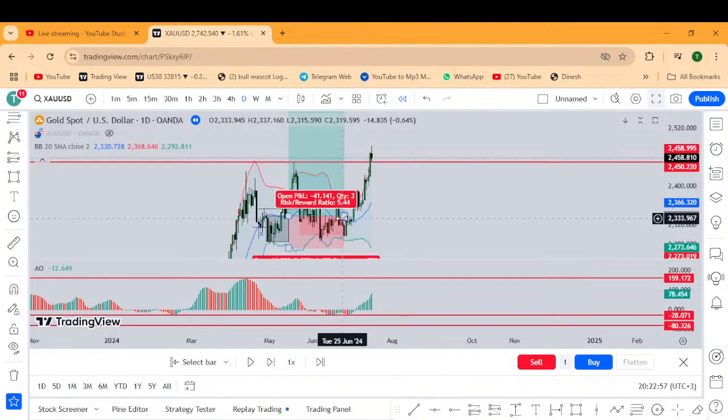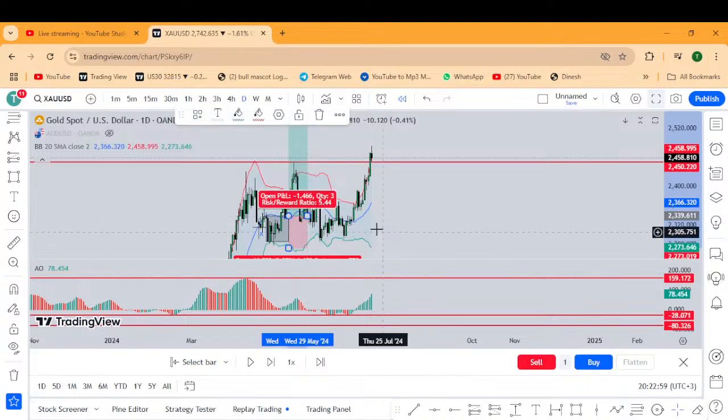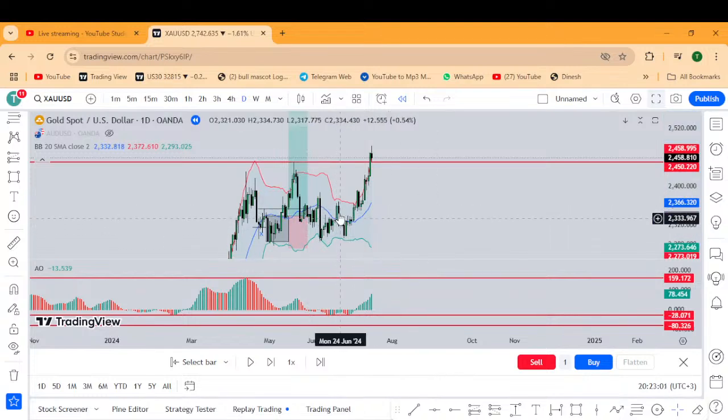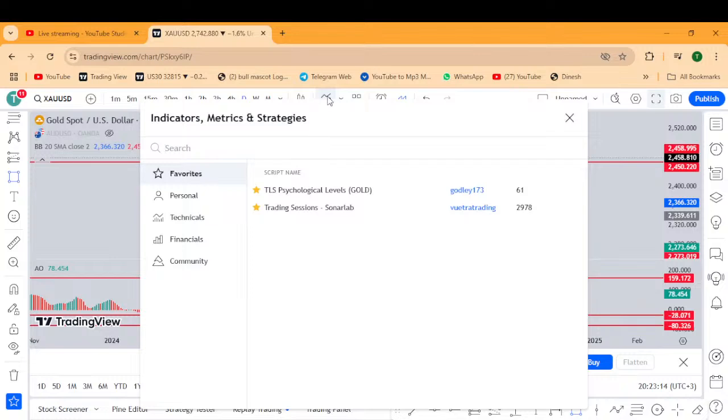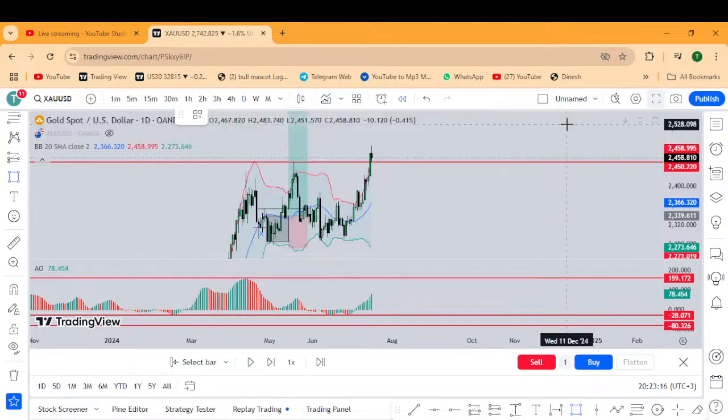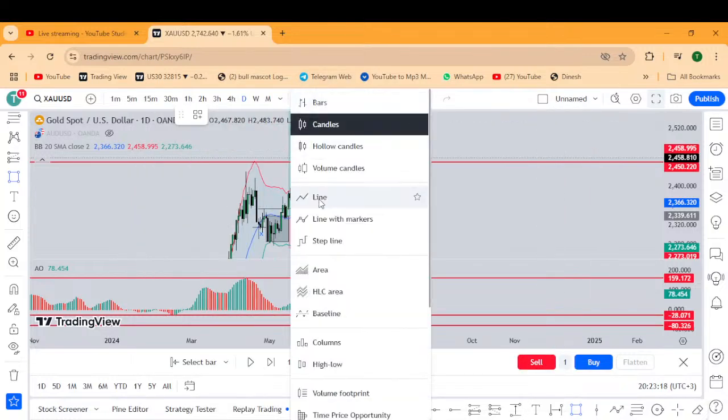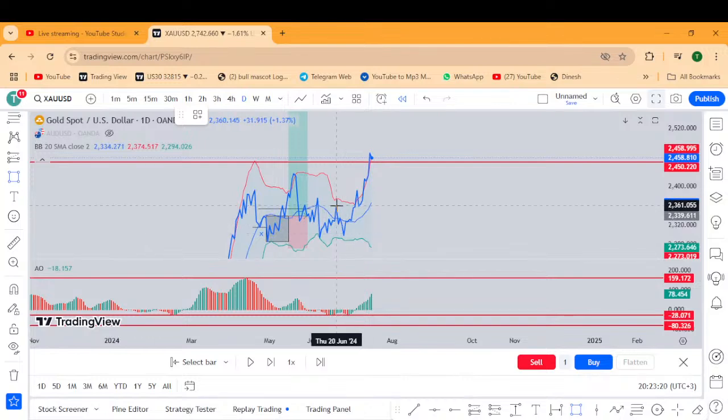Now this one, you can drag it a bit. We have this unmitigated order block, I mean order flow, this one here. This one is still fresh, and the market broke above this order flow here. We can turn it to a line chart. This is our order flow.